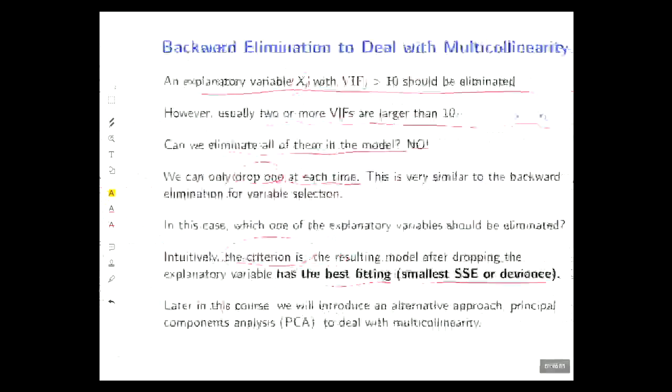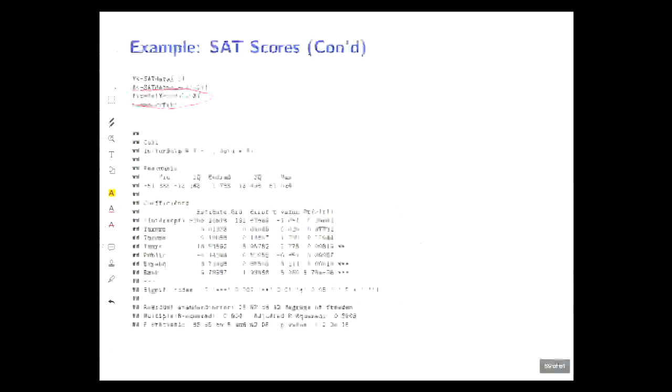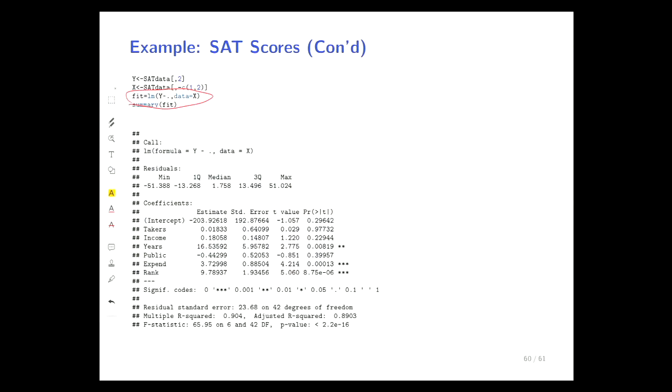In order to solve this problem, we introduced the backward elimination idea by using this flow chart. The idea is very similar, but we consider a little bit different criterion A and also criterion B. I'm not going to repeat it again, but I'm going to use the real example to repeat the procedure to solve the multicollinearity problem. And in your assignment 2, I will assign a question for you to solve the multicollinearity problem by yourselves. Firstly, in this real example, we still consider the SAT data.